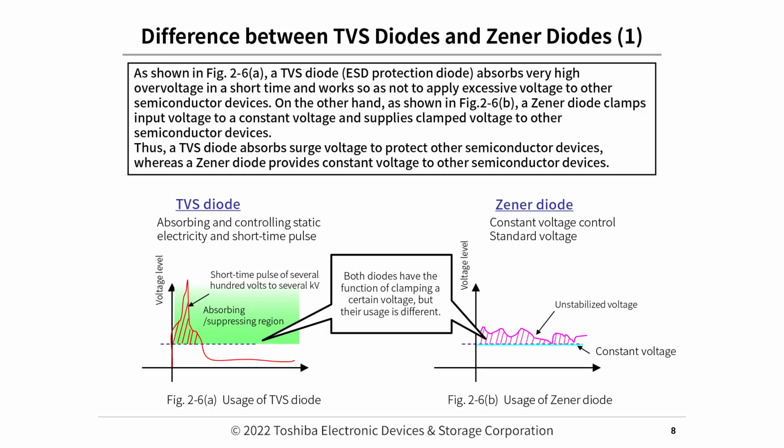Difference between TVS diodes and Zener diodes. 1. As shown in figure 2-6a, a TVS diode, ESD protection diode, absorbs very high overvoltage in a short time and works so as not to apply excessive voltage to other semiconductor devices. On the other hand, as shown in figure 2-6b, a Zener diode clamps input voltage to a constant voltage and supplies clamped voltage to other semiconductor devices. Thus, a TVS diode absorbs surge voltage to protect other semiconductor devices, whereas a Zener diode provides constant voltage to other semiconductor devices.